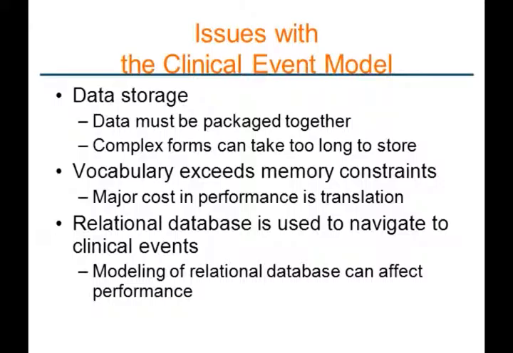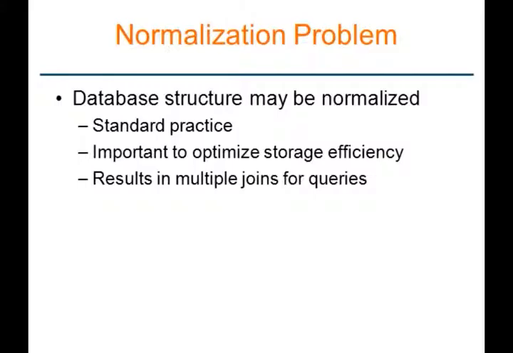The second issue that I want to talk about is a normalization problem, or what's called the normalization problem. This happens when a database structure becomes normalized, which means that the structure is made to fit a database normal form. Now, if you've taken database classes, you may know what first normal form or second normal form are.